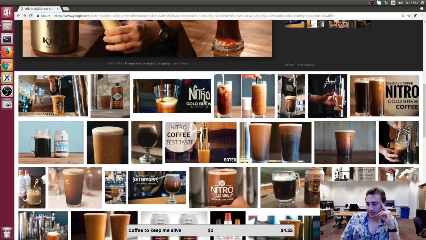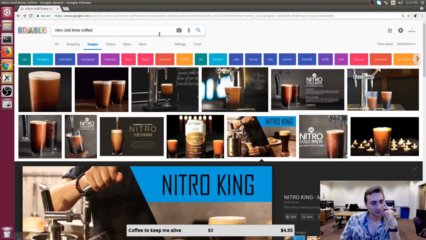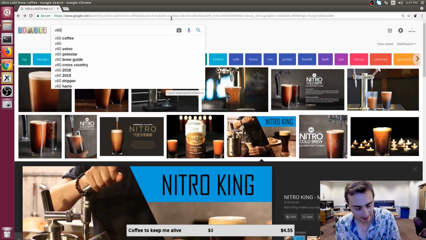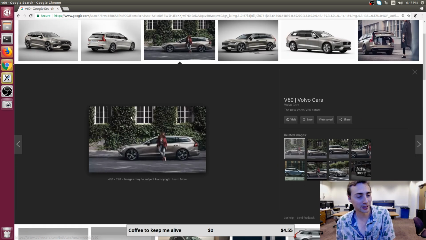I want to try V60. What's V60? You want to try a Volvo? Why do you want to try a Volvo? Tokamaka, why do you want to try a Volvo? This is what Tokamaka wants to try, by the way. He wants to try a V60.